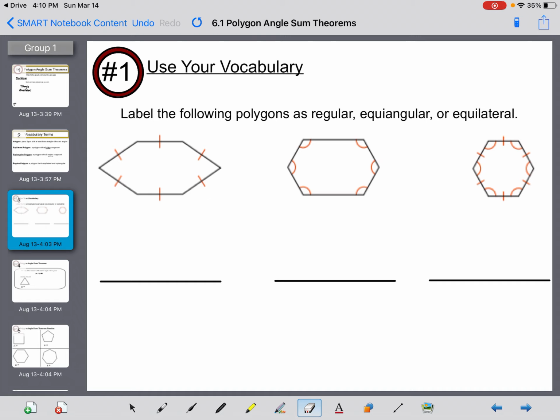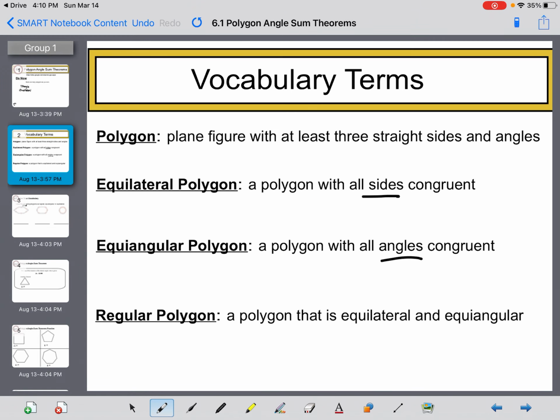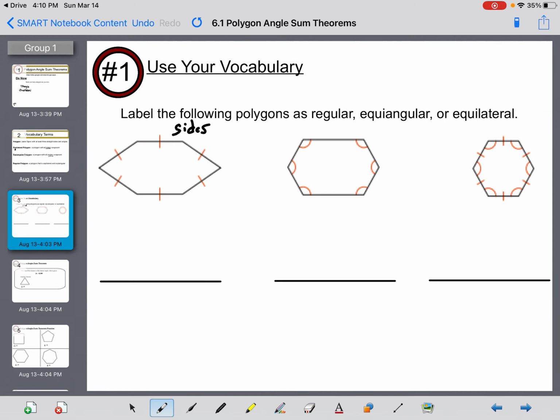Now it says label the following polygons as regular, equiangular, or equilateral. Well, this one, the first image, has only equal sides, which is equilateral. Okay, your next one is all angles, so equiangular. And your last one is sides and angles, which is considered regular.